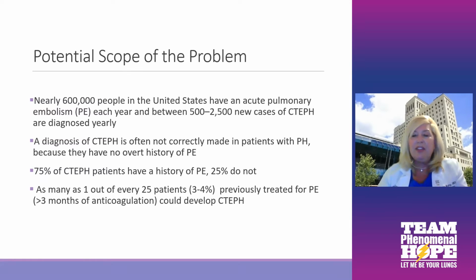And you can see the incidence is only, according to our registries, between 500 and 2,500. So we have a lot of work to do to identify those patients, right? So we're really behind the 8 ball.